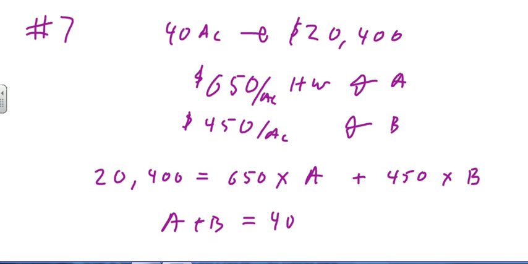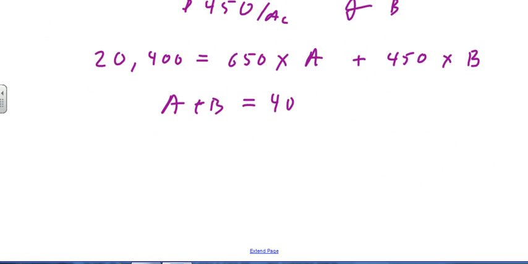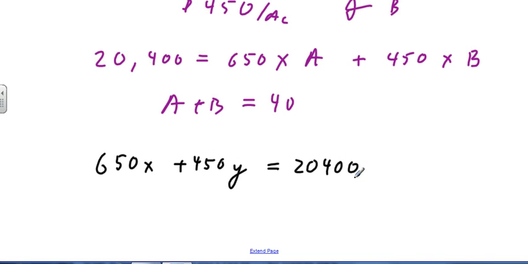All right, so now I look at that and I say, well, I have 2 equations, 2 unknowns. 650x plus 450y is equal to 20,400, and x plus y is equal to 40. Why don't I change the variables to x, y anyway? Weren't A's and B's perfectly okay?